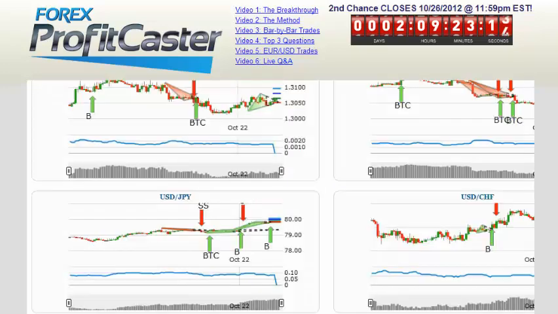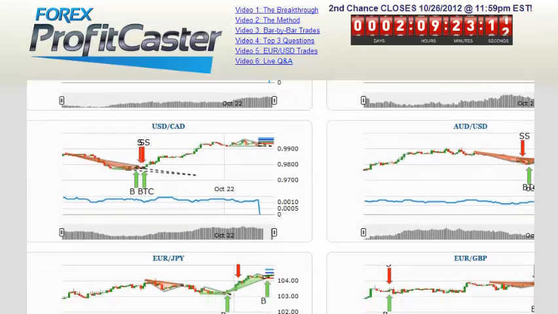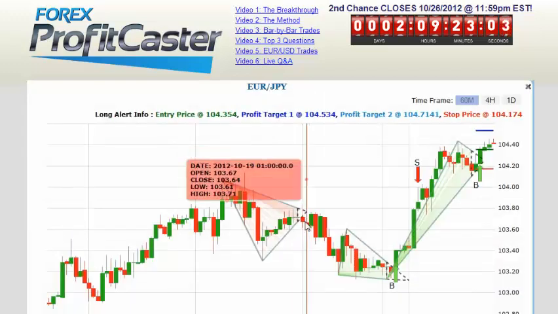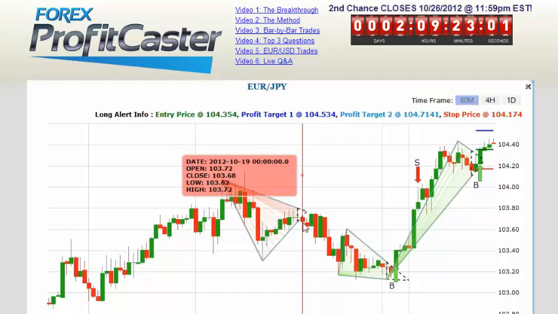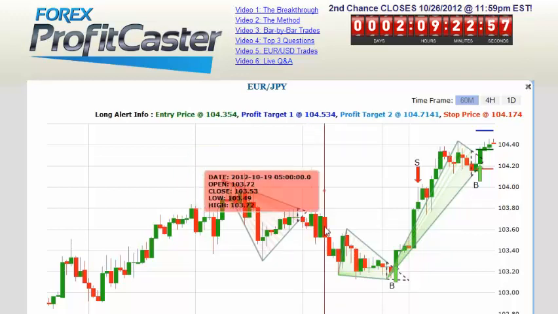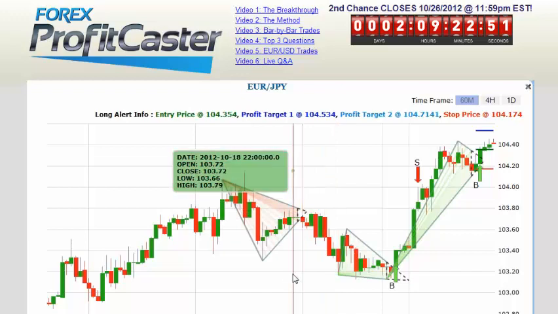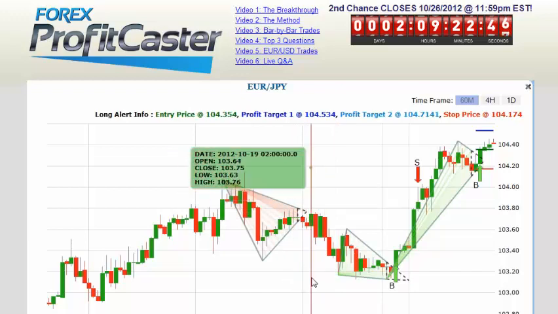Okay, let's look at one more. Let's pick one of the lesser traded pairs, although still highly liquid. How about Euro Japanese yen? Okay, here's a short trade that went short right here on 10/19 and chopped around sideways, but then dropped real nicely and hit both profit targets. First half position 22 pips, second half 44.